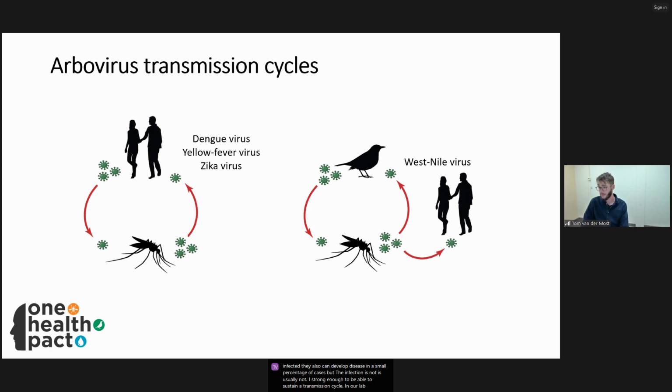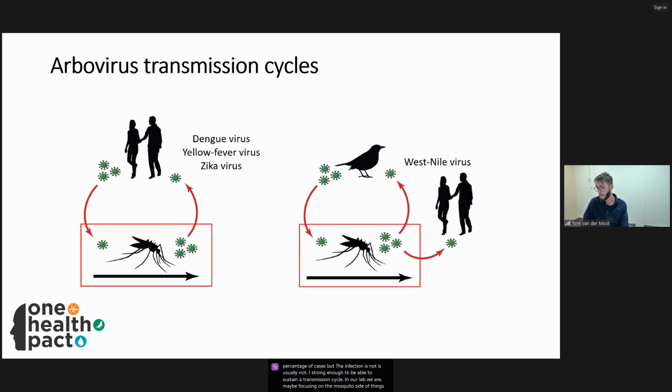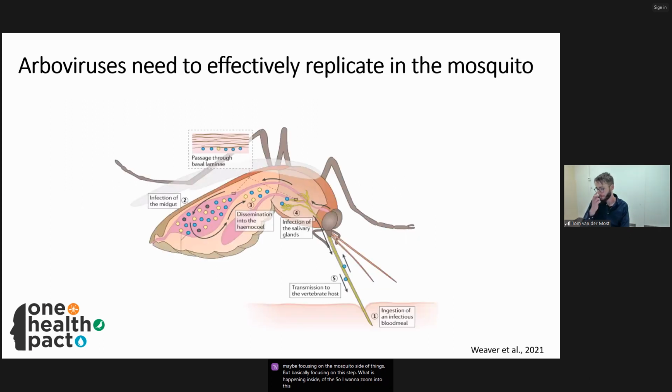In our lab, we are mainly focusing on the mosquito side of things, but basically focusing on this step. What is happening inside of the mosquito? So I want to zoom into this. Here you have a depiction of a mosquito taking an infectious blood meal from a vertebrate that has these viruses viremic in their blood.